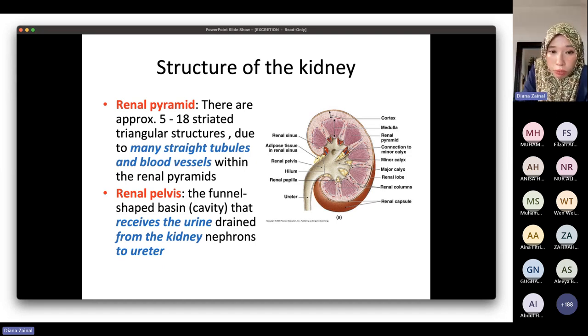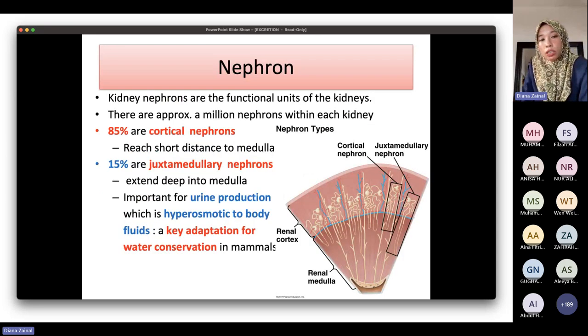So the renal pelvis over here, just imagine this is your palm. Okay, the pelvis is over here. Okay, the funnel-shaped basin that is going to receive your urine after filtration of your blood has happened everywhere around here. You already produce the final product, your urine. Everything is going to be drained into your renal pelvis over here. After that, it goes through the ureter and then to the urinary bladder. Okay. So, let's see the nephron. Okay, kidney nephrons are the functional unit of the kidney.